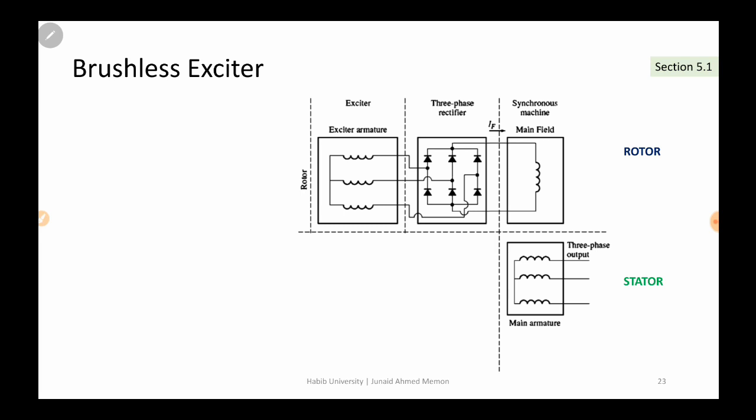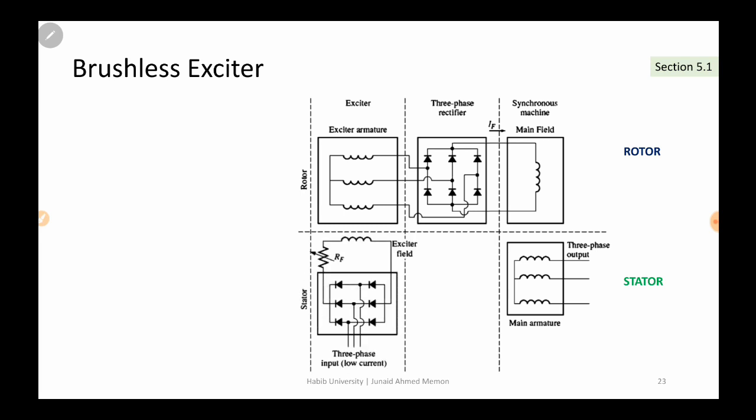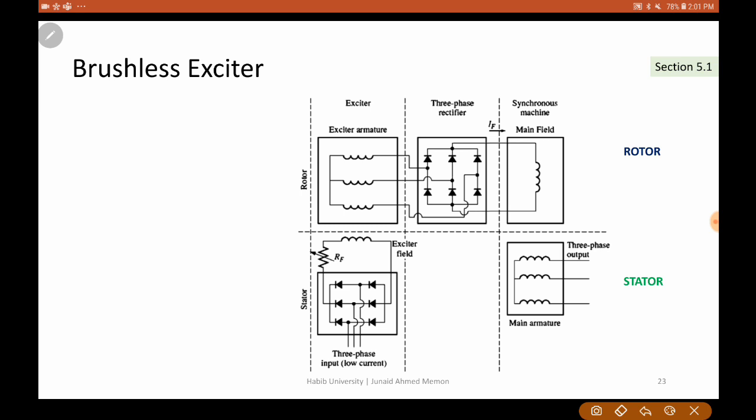In order to see the details, we will try to understand this from this diagram. What this diagram does is it separates what things are on the rotor and what things are on the stator. So let's see what we have. On the stator you have a main field winding.